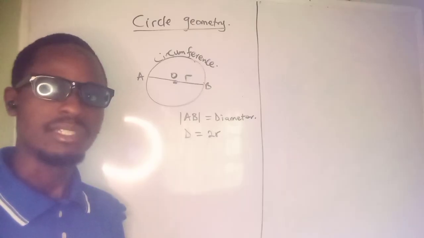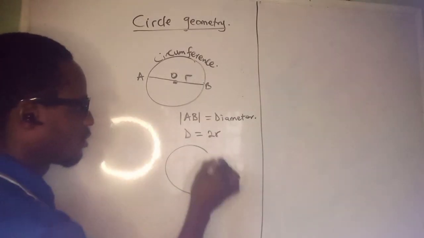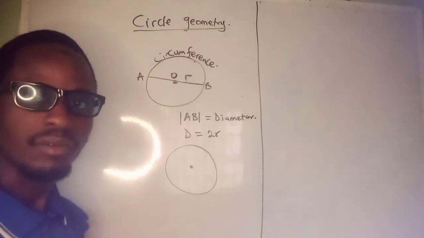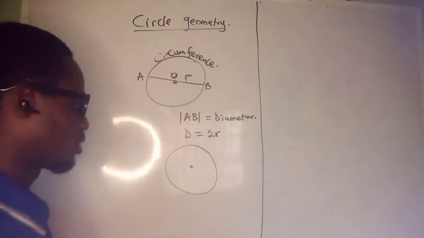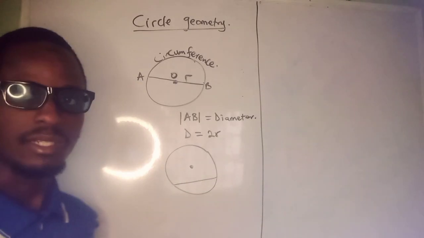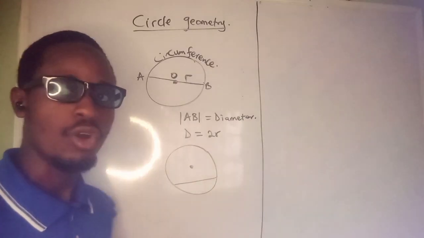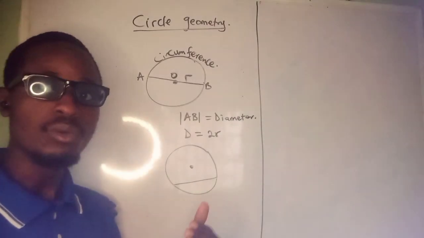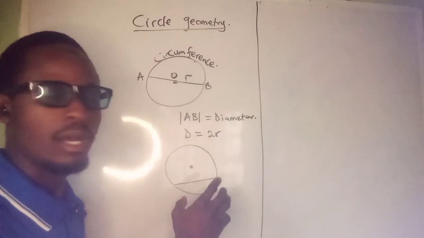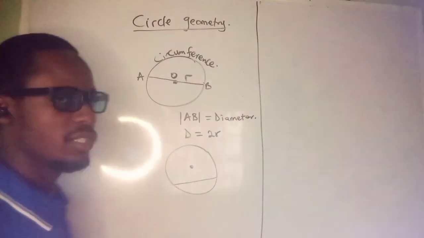Now, how does the diameter differ from other chords? Let me draw another circle here. This is the center of the circle. A diameter will pass through the center of the circle, while a normal chord will pass through any other part of the circle apart from the center. So a diameter will divide the circle into two equal parts. A chord will divide the circle into two unequal parts. The bigger part will be called a major segment.